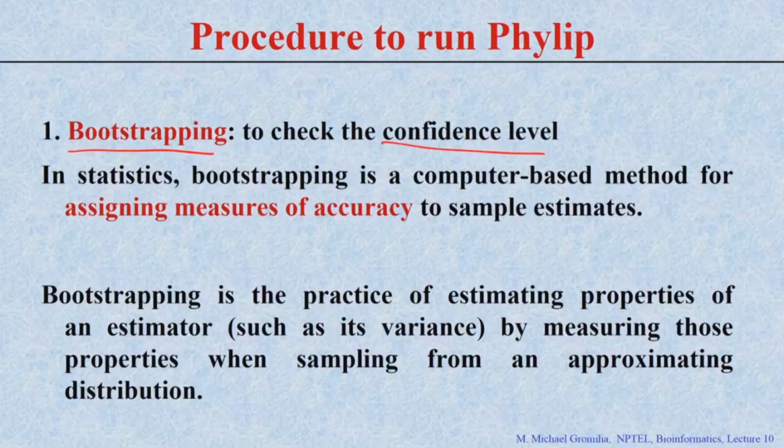not. So, in statistics, this is a computer based method to assess the measure of accuracy for any analysis. So, what to do? This is the practice of estimating the properties of the estimator, such as its variance and so on, from the sampling of independent data, right. You can have several independent data, and from the sampling you see whether your data is significant or not.